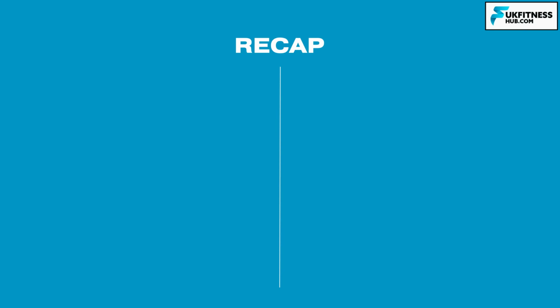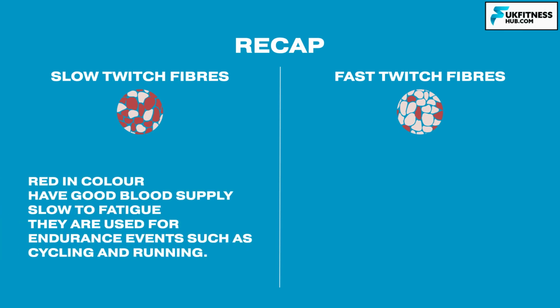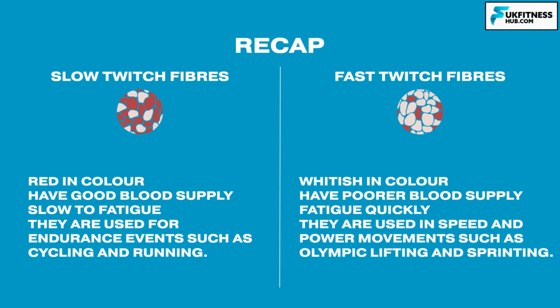So let's now recap. The difference between slow and fast twitch muscle fibres are that slow twitch fibres are red in colour, have good blood supply, and are slow to fatigue. They're used in endurance events such as cycling and running. Fast twitch fibres, however, are whitish in colour, have poorer blood supply, and fatigue quickly. They're used in speed and power movements such as Olympic lifting and sprinting.